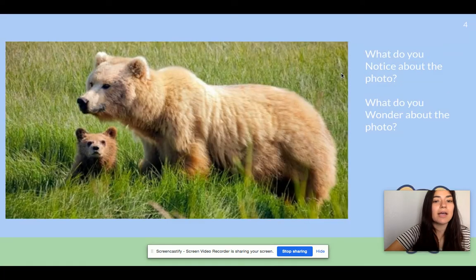Now here, looking at this next picture, what do we notice about these two animals? What do we wonder? Well, I noticed that this is a big bear and a little bear. Both have fur. Both have pointy ears. Both have long noses. I wonder, are they about to go eat? Are they about to go take a nap? What are they doing?